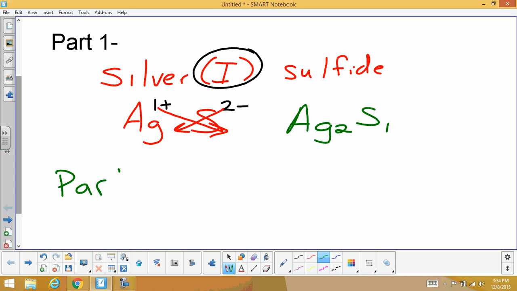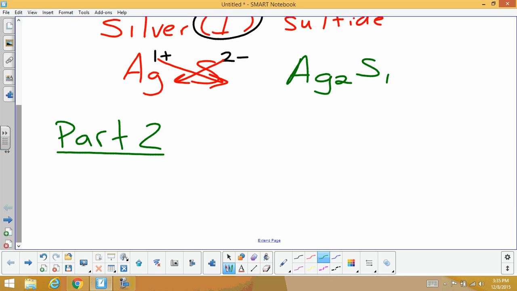Part two, we'll do the first example from that one as well. This is going from a chemical compound to an actual name. If at any time you need to stop recording and replay it, please do so. So we have BaCl2.